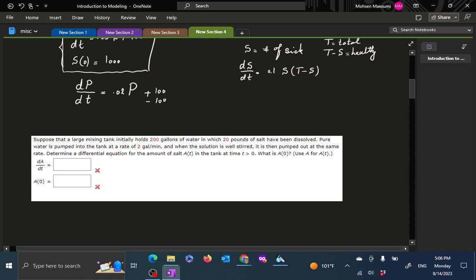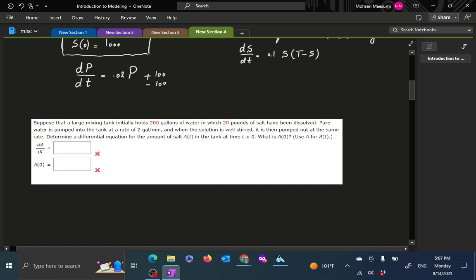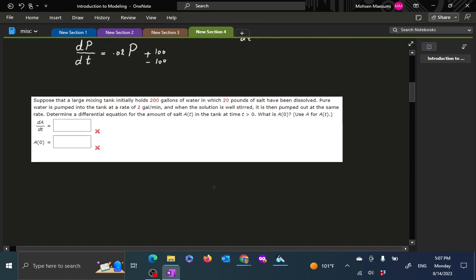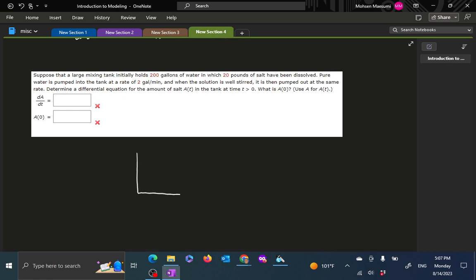So the first one says: a large mixing tank holds 200 gallons of water in which 20 pounds of salt has been dissolved. So what does that mean? It's just we have a tank. It starts with 200 gallons of water in it. And to begin with, we have dumped 20 pounds of salt into this.